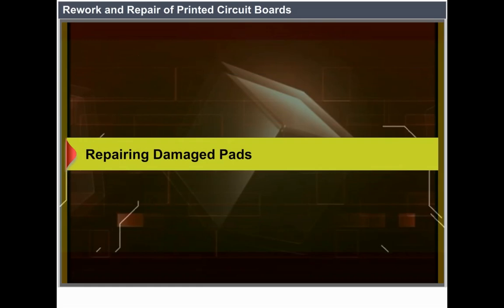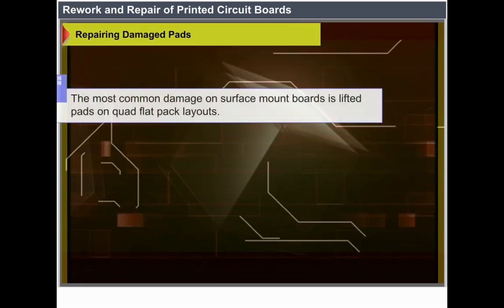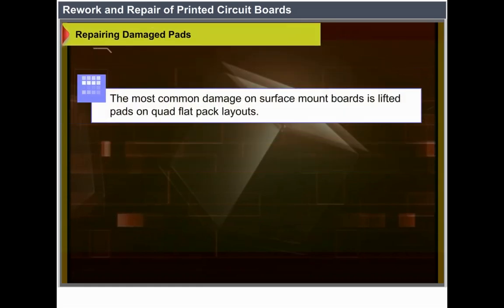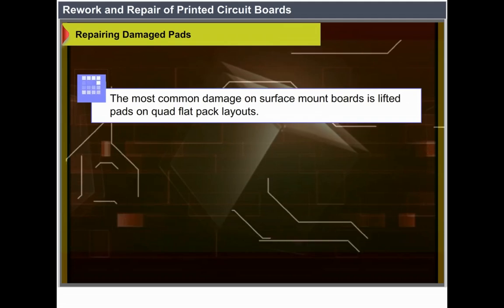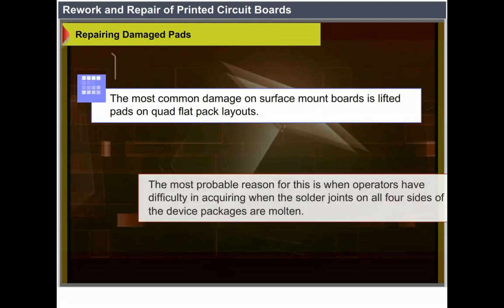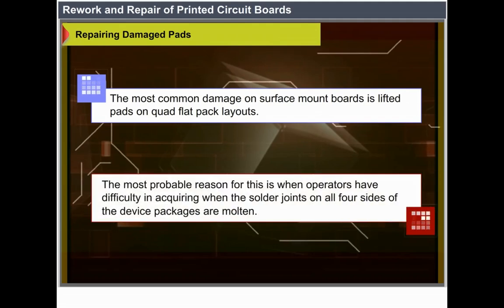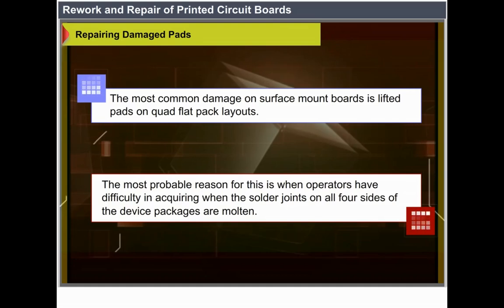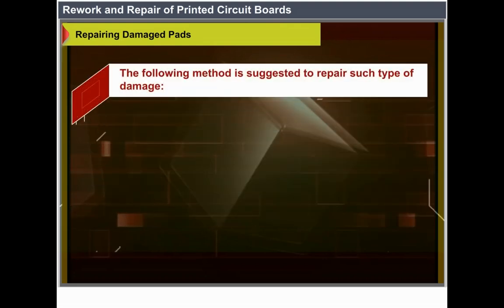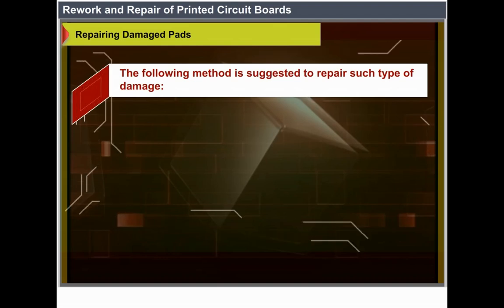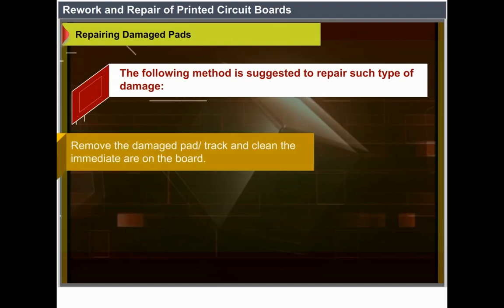Repairing damaged pads. The most common damage on surface mount boards is lifted pads on quad flat pack layouts. The most probable reason for this is when operators have difficulty in knowing when the solder joints on all four sides of the device packages are molten. The following method is suggested to repair such type of damage.